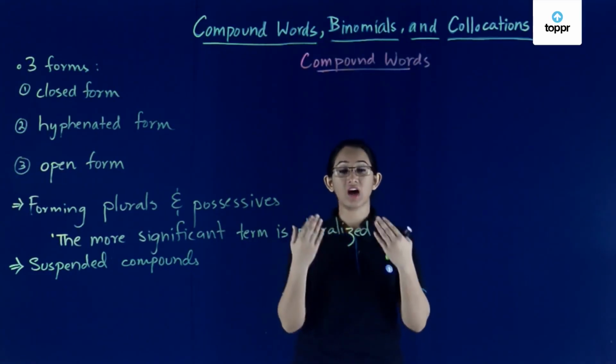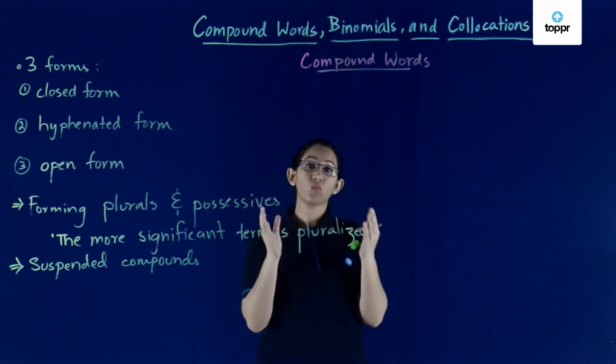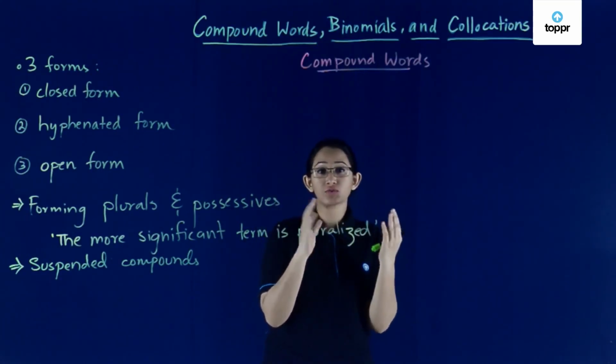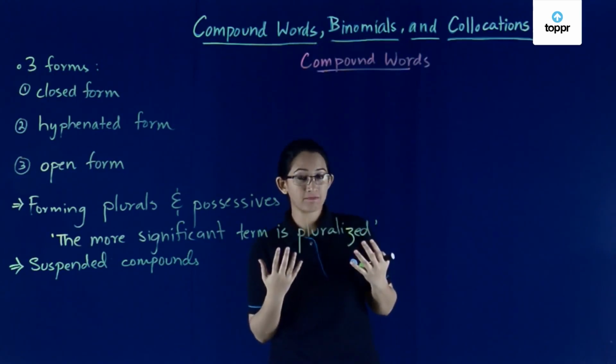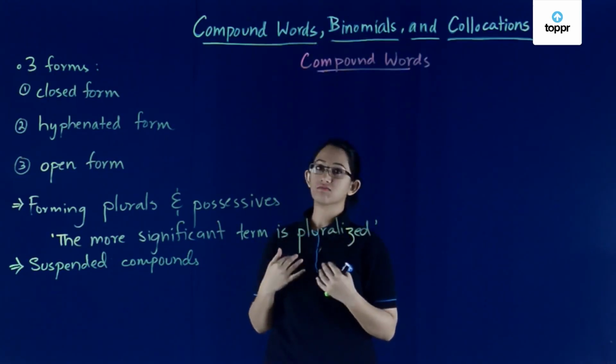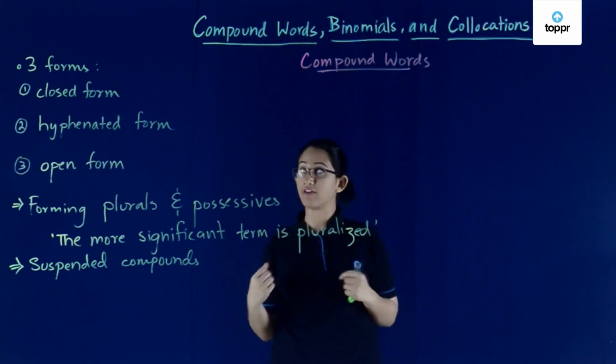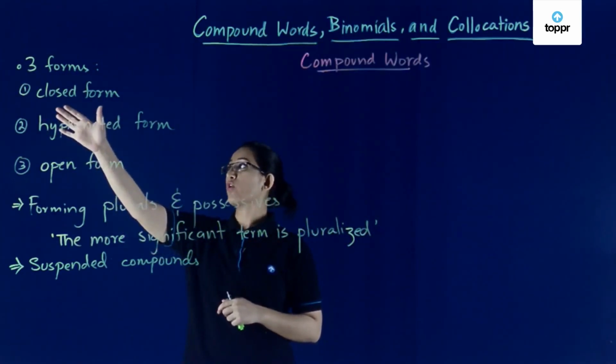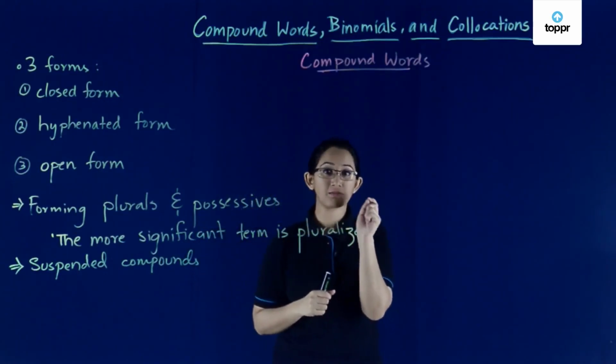Similarly, in English, a compound word is a word that is formed from two separate words that have evolved to sort of go together naturally. So let's take a look at the forms of compound words that we have. First, we have the closed form. Now, in the closed form, the words are not separated by a space.